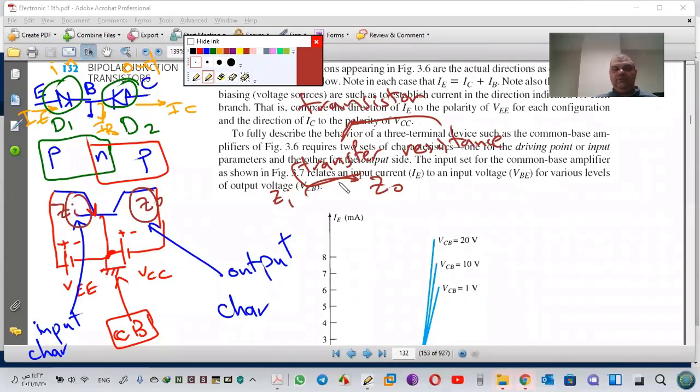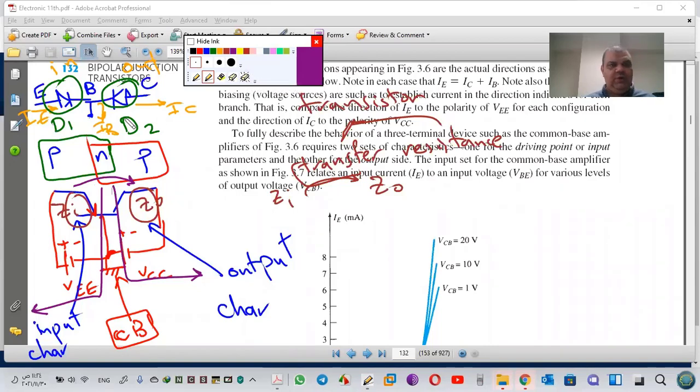And we have the input characteristic in this area, and we have the output in this area. Between input and output, there is a relationship we shall study today. Any question about this? First of all, is it clear for you? Any question about this? Okay.